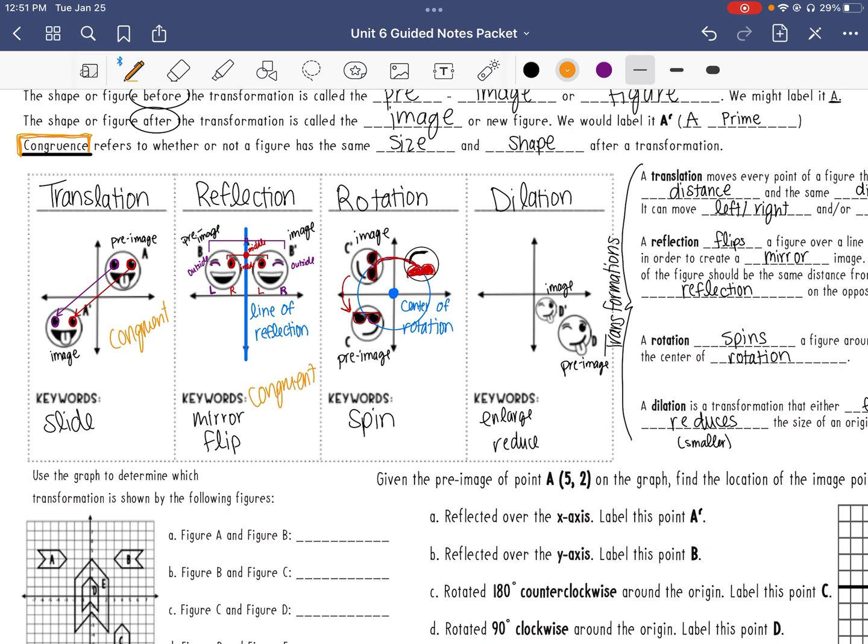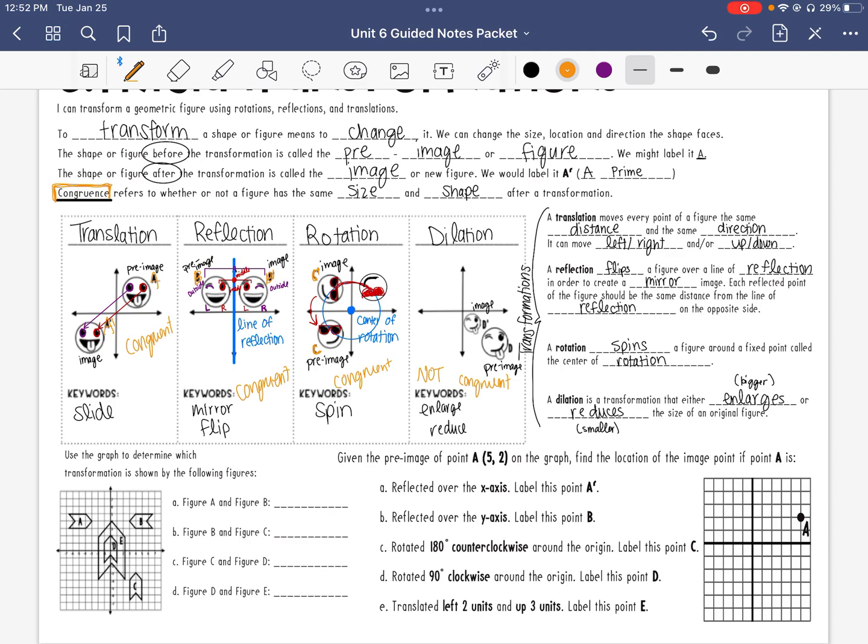So you would say A is congruent to A prime. B is congruent to B prime. On this one, same size, same shape, it's just been turned. So C and C prime are congruent. C is congruent to C prime. Now on this one, these are not the same size. They are the same shape, they're still a smiley face, but these are not the same size. So this one on the end is not congruent. Okay. The only one that's not congruent is the dilation.